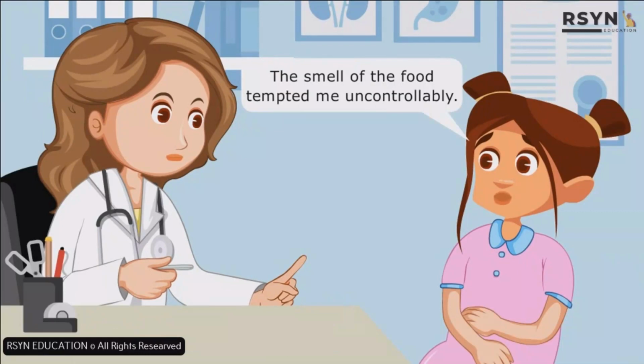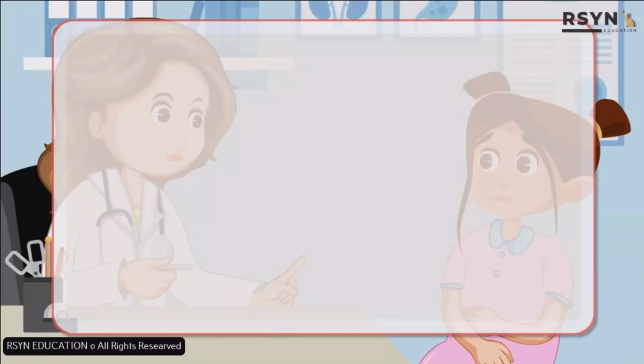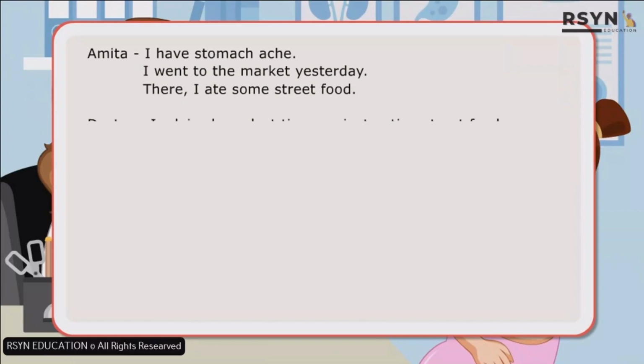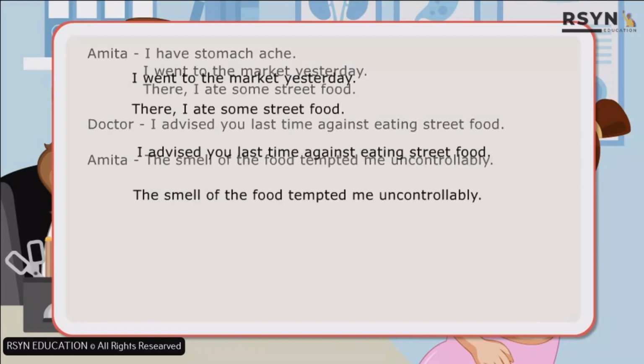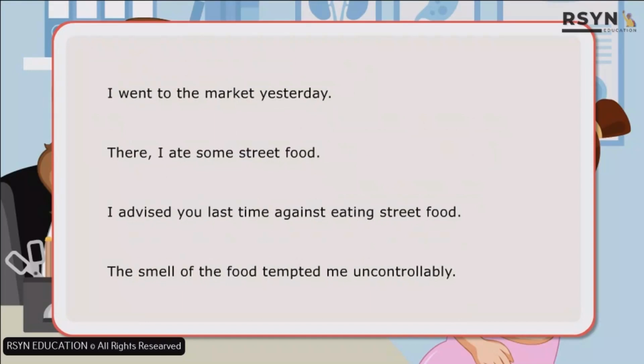In the dialogues, the girl and her doctor have used simple past tense to describe actions that happened in past time. Here are examples of sentences with verbs in simple past tense. I went to the market yesterday. There I ate some street food. I advised you last time against eating street food. The smell of the food tempted me uncontrollably.